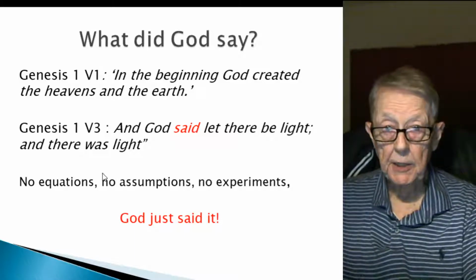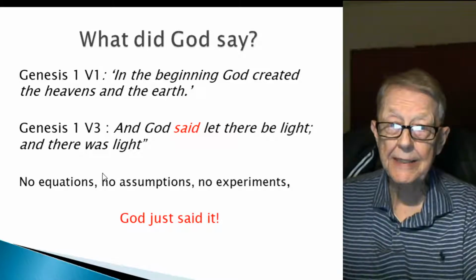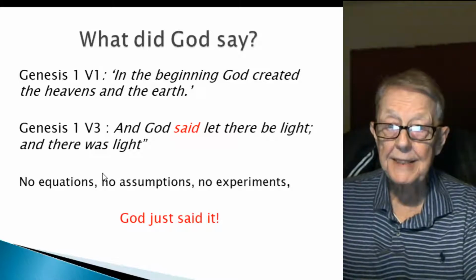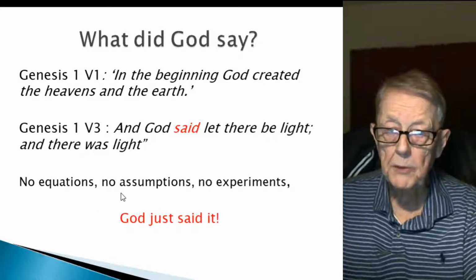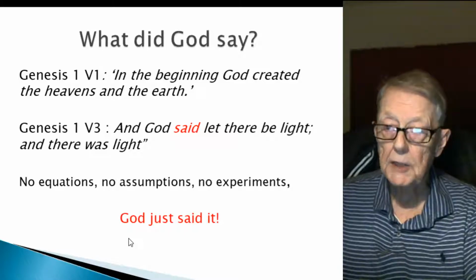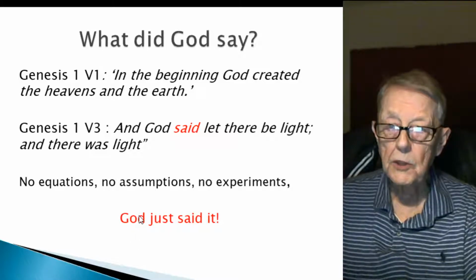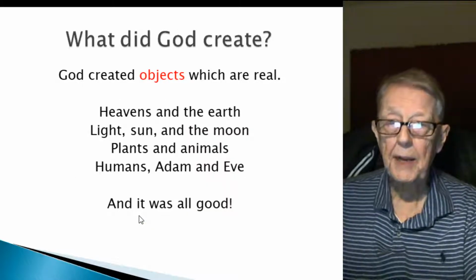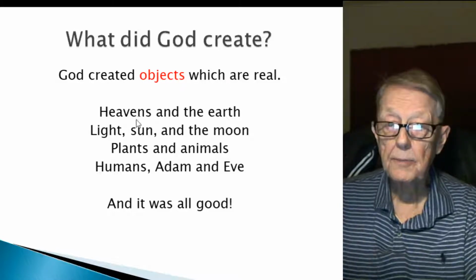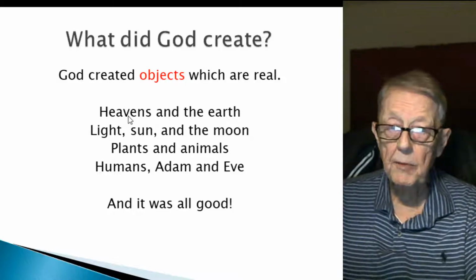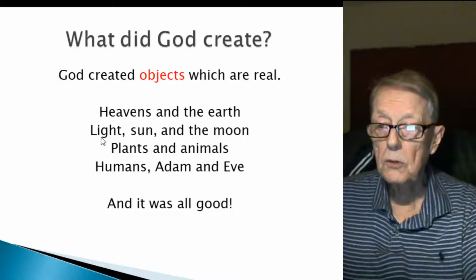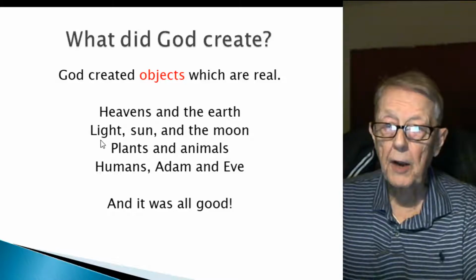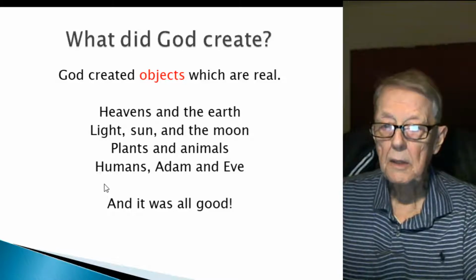Well, what did God say? In Genesis 1, verse 1, in the beginning, God created the heavens and the earth. Verse 3, and God said, let there be light, and there was light. No equations, no assumptions, no experiments. God just said it, and it was good. What did God create? God created objects which are real. The heavens, all the stars and whatever we see in the heavens and the earth are real. Light, sun, and the moon are real. Plants and animals, humans, Adam and Eve, all of these specifically told to us by the Bible. And after God created these objects which are real, it was good.